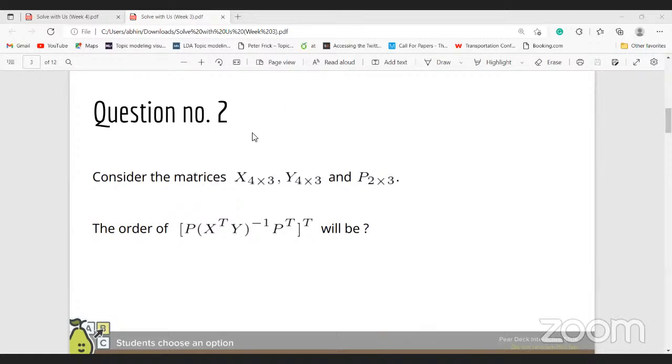So Pooja, can you unmute yourself? Okay, PeerDeck. I could not put these slides on PeerDeck, so we will be following this. Answers will be typed in the chat box, and I'll be showing you questions here.